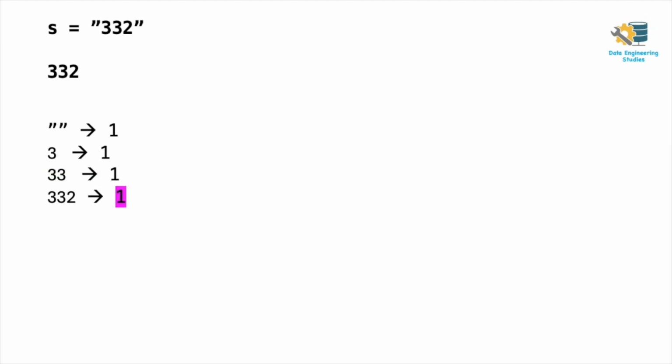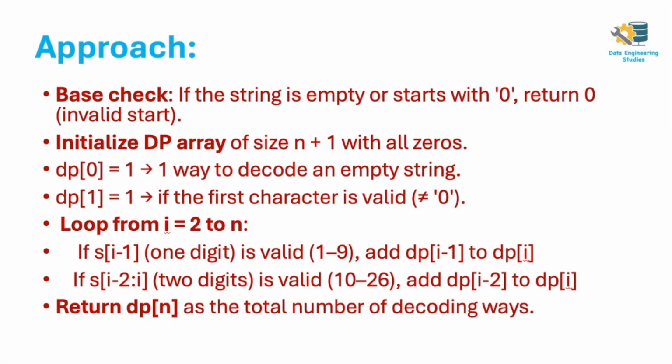Let's see the summary of the approach. First, we are setting the base check. If the string is empty or if the string starts with 0, we are immediately returning 0. That is an invalid start. Next, we are initializing a DP array of size n plus 1. Next, we are initializing dp of 0 equals 1. That is, we have only one way to decode an empty string. Next, we are initializing dp of 1 equals 1, considering the first character as valid.